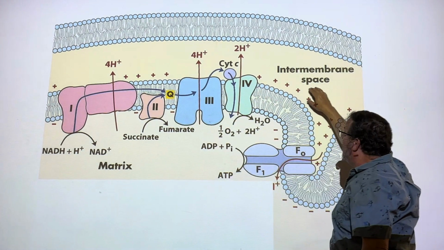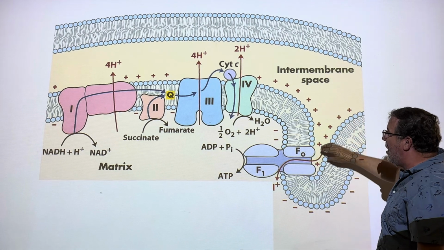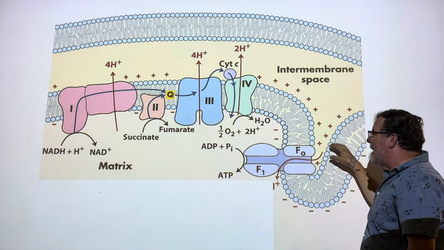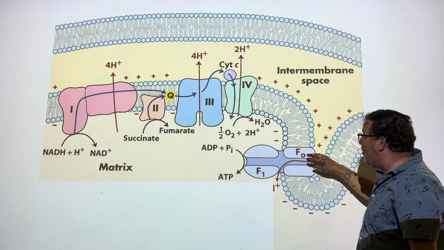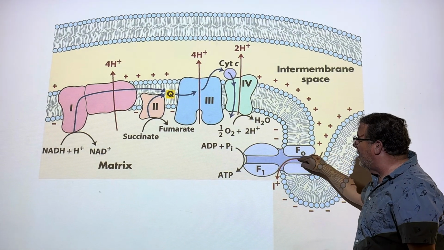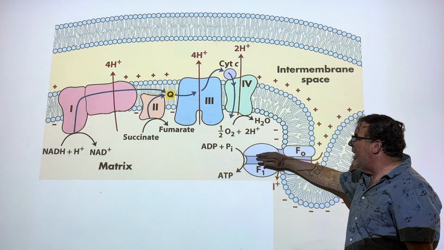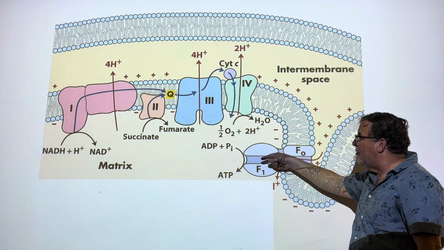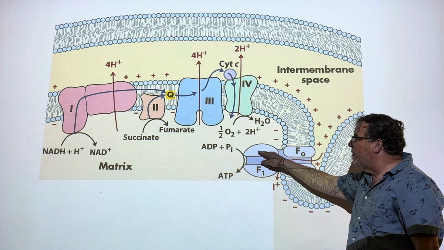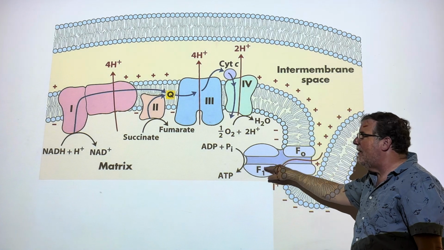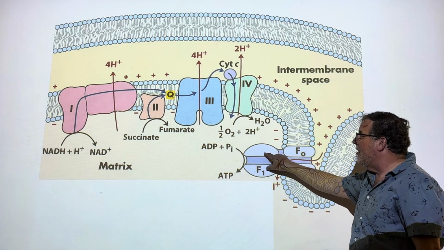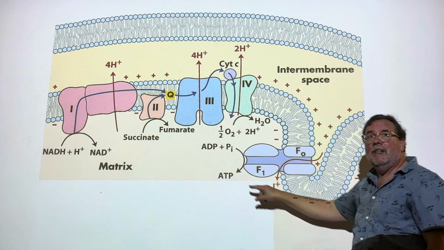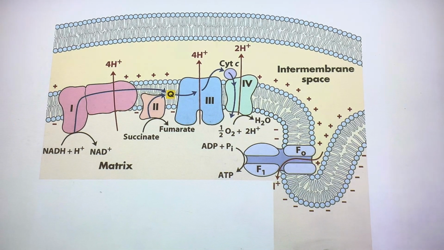Now the next part of this process is we're going to take this H+ and let it flow back through this complex, and it's pretty fantastic. As those hydrogen ions pass through here, you actually end up making a little motor. It's really a little motor that spins around. As it spins around, it induces a conformational change in this part of the ATPase. That conformational change is what ends up driving the synthesis of ATP. It's just really fantastic.